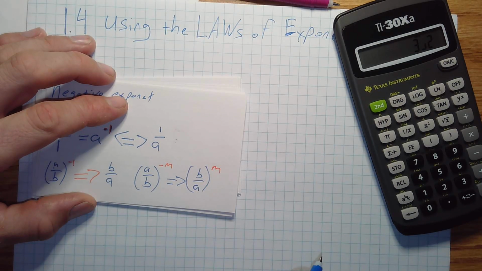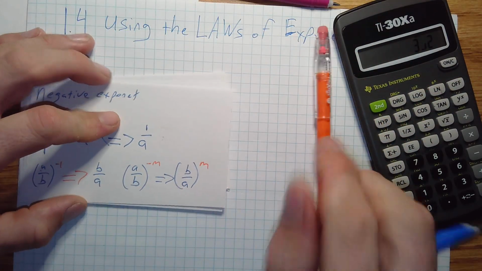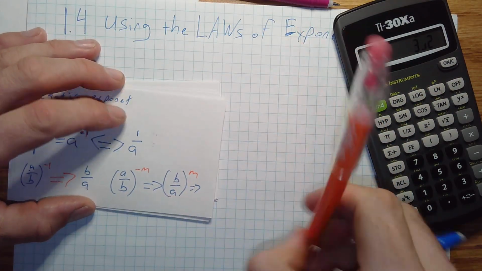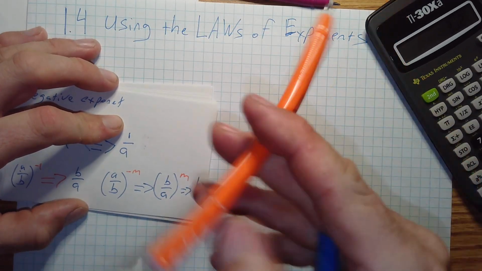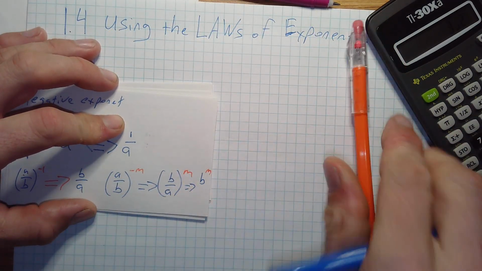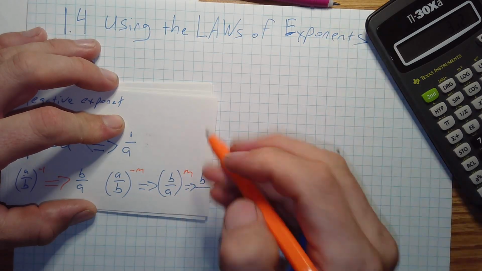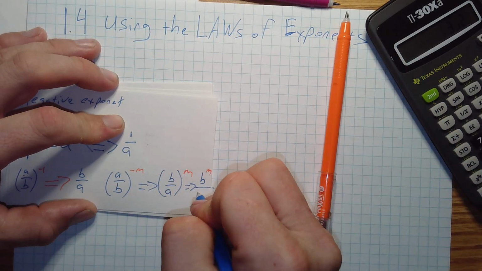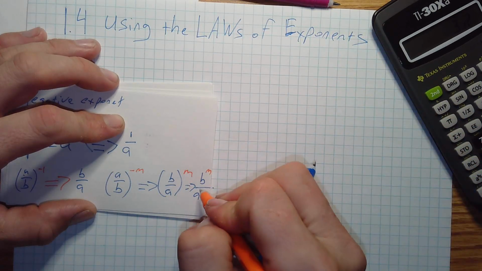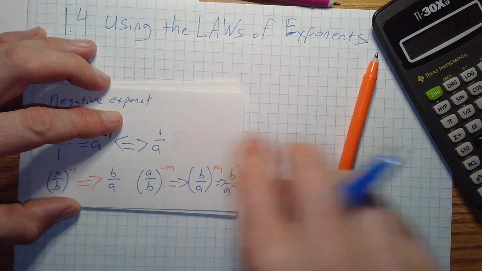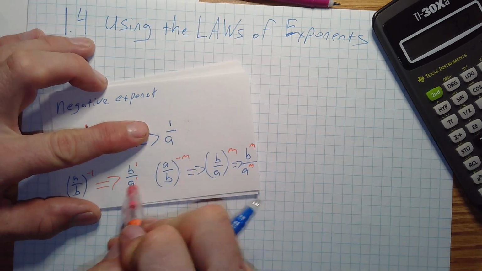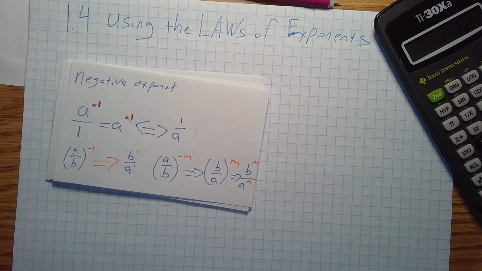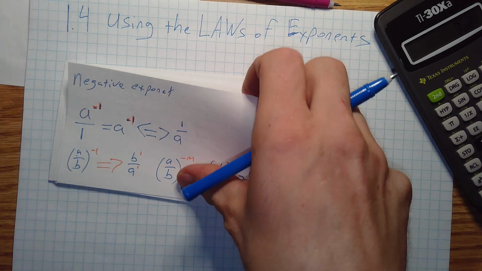Not only that, but it would distribute it to the B to the m divided by A to the m. Right, because it did the same thing over here. This just went 1 to the 1. They just don't show it because it's 1. Okay? So, that is the negative exponent one.